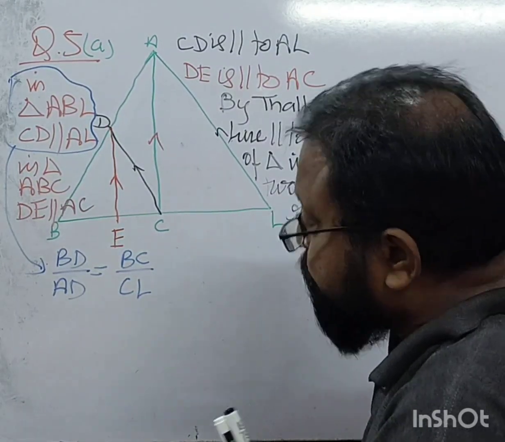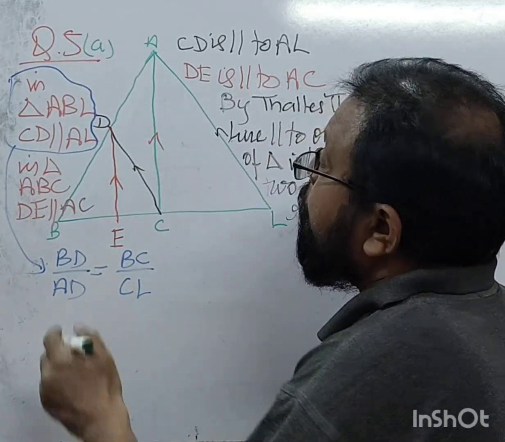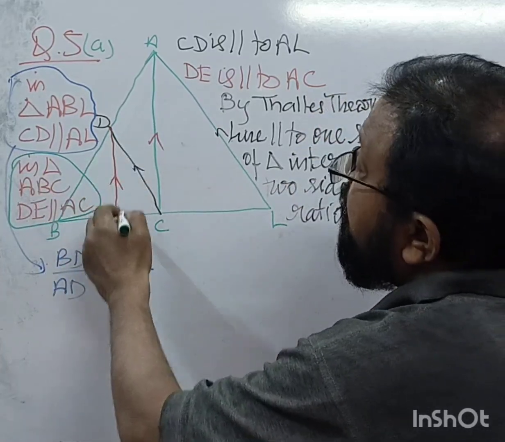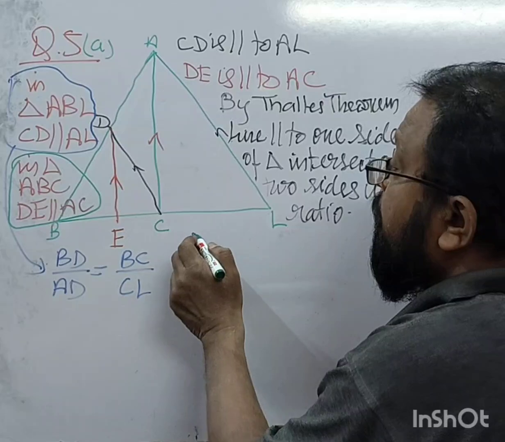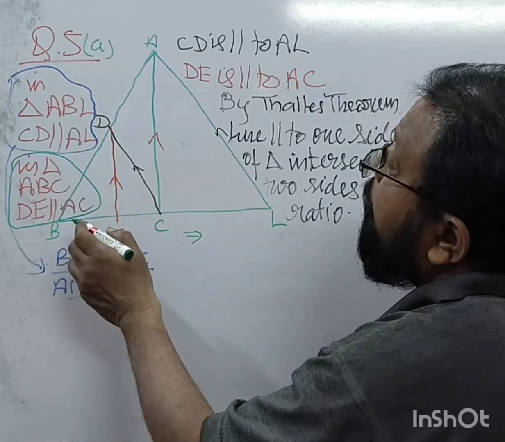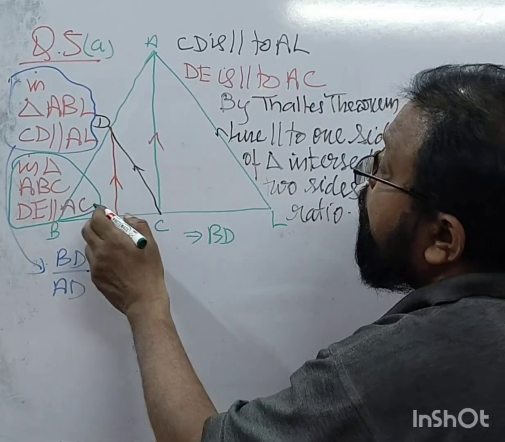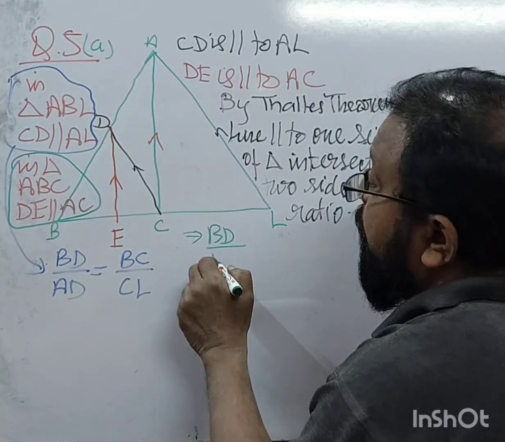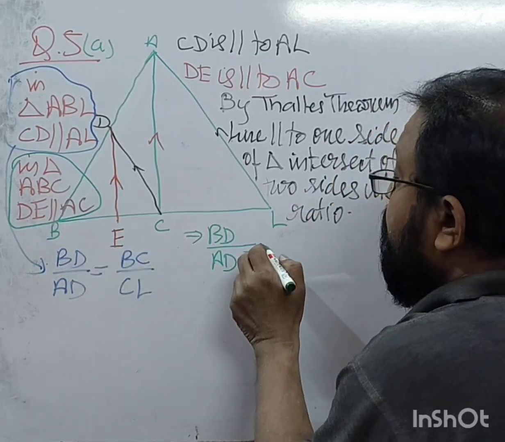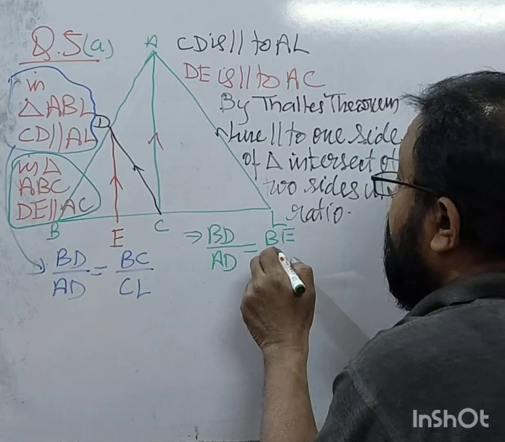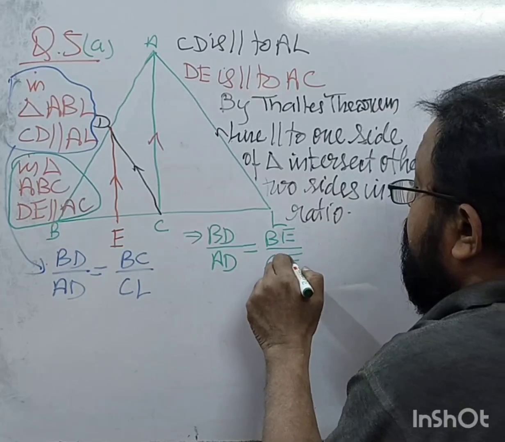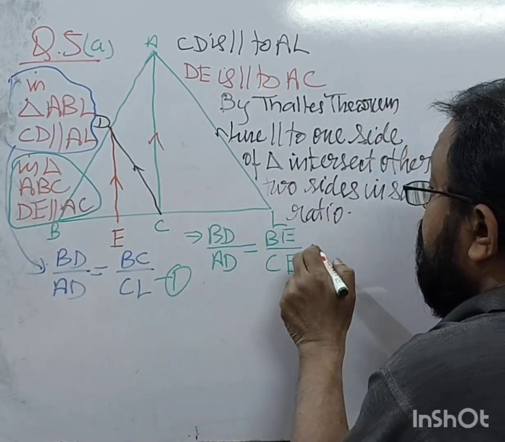And similarly, if you apply this for this triangle, DE is parallel to AC, so you can write BD upon AD is equal to BE upon CE, right? This is 1, this is 2.